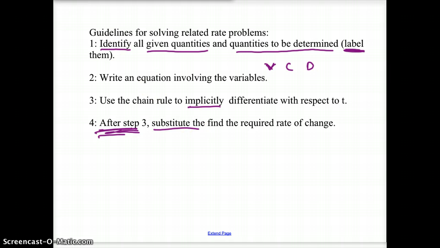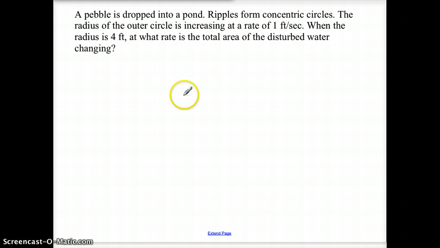Okay? So let's use that. A pebble is dropped into a pond. Ripples form concentric circles. So we've dropped our pebble in, and then there's ripples.